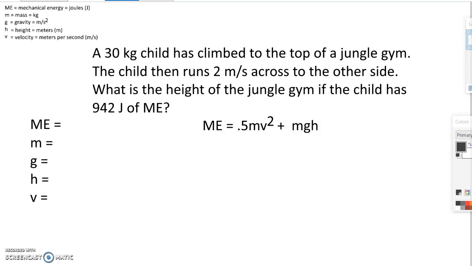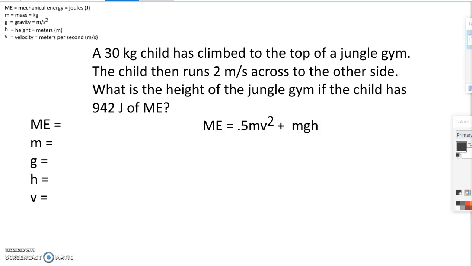In this example, we're going to solve for height. So let's start by reading the question. A 30-kilogram child has climbed to the top of a jungle gym. The child then runs 2 meters per second across to the other side. What is the height of the jungle gym if the child has 942 joules of mechanical energy?